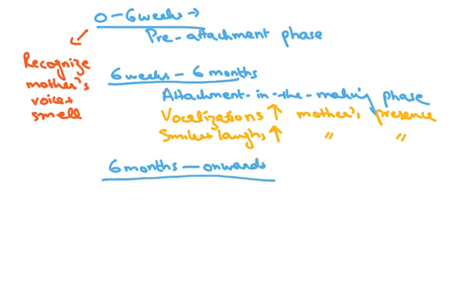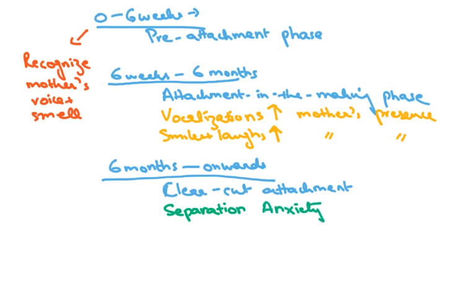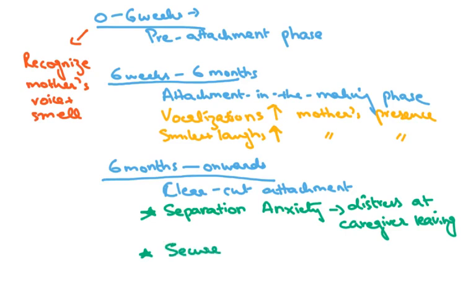From this stage, 6 months onwards, what you see is something that's called clear-cut attachment. So there is visible attachment in the sense that you have what is called separation anxiety, right? A child begins to get distressed at the caregiver or the mother leaving. And at this stage, children also start to use the caregiver as a secure base. Now, what does that mean?